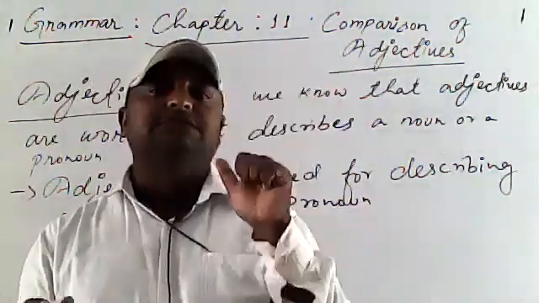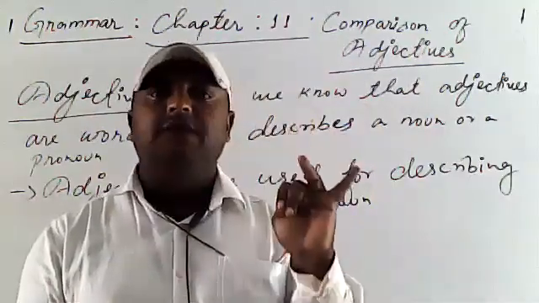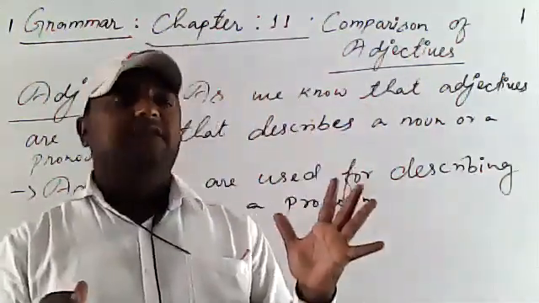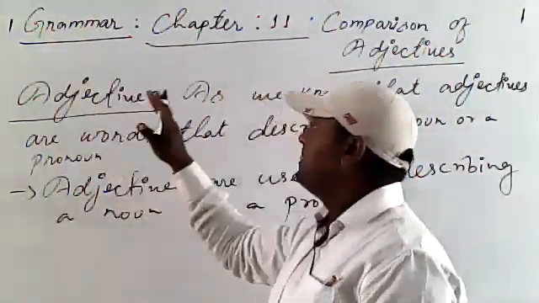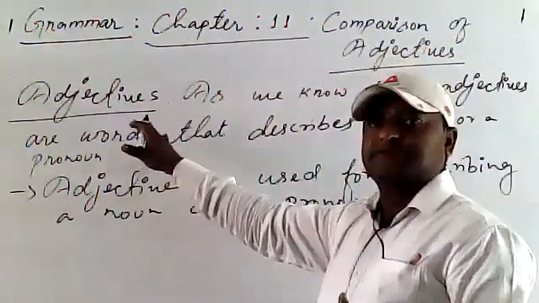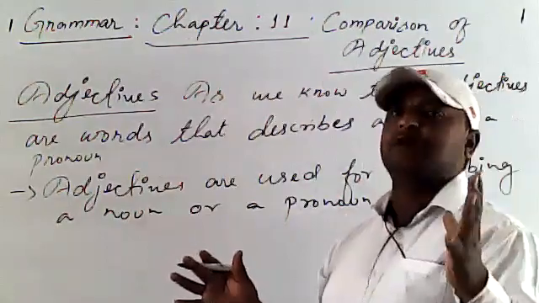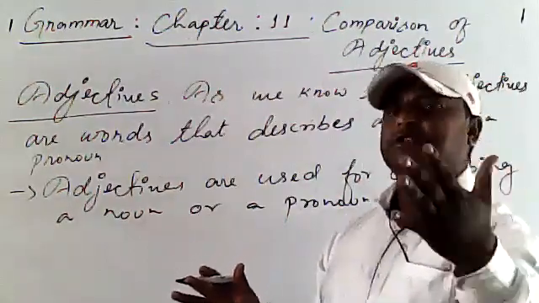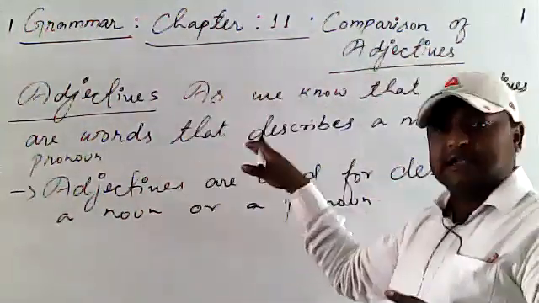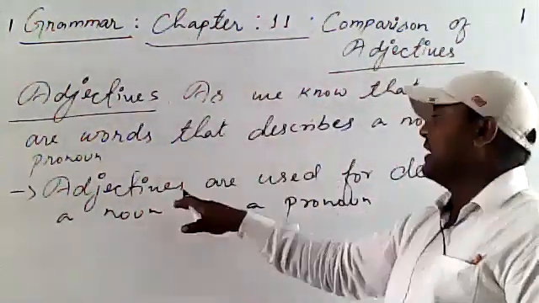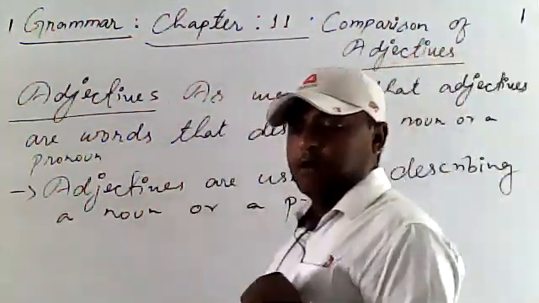We have discussed 5 or 6 types of adjectives, like adjective of quality, adjective of quantity, adjective of number. Now, in this chapter number 11, this class, we're going to discuss comparison of adjectives. So students, look here. I have written adjectives. Let us recap what we have learned. Chalo yaad karte hain ki humne kya padha tha adjective ke bare mein. As we know that adjectives are what? That describe a noun or a pronoun.